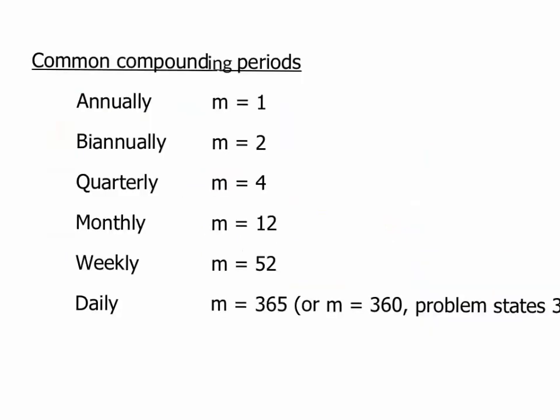Now, I mentioned in the last slide that sometimes we change how we compound. So some common compounding periods are we could compound annually, so that's 1 time per year, so our M value would be 1. We could compound biannually, so this is 2 times per year. Sometimes people interpret that as every other year, but this is actually 2 times per year. We could compound quarterly, so that's 4 times per year. And another way quarterly is said is every 3 months. That means the same thing.